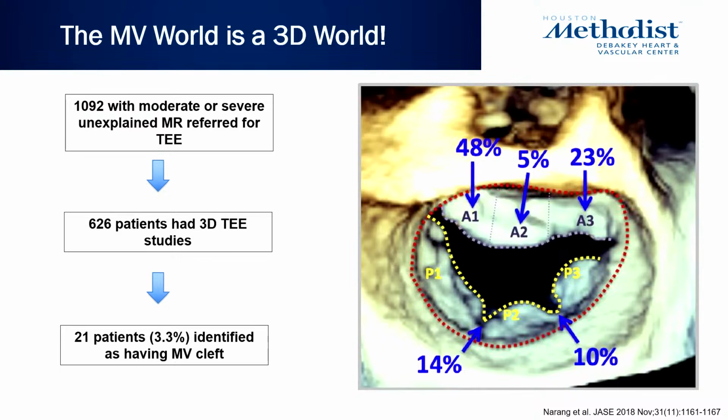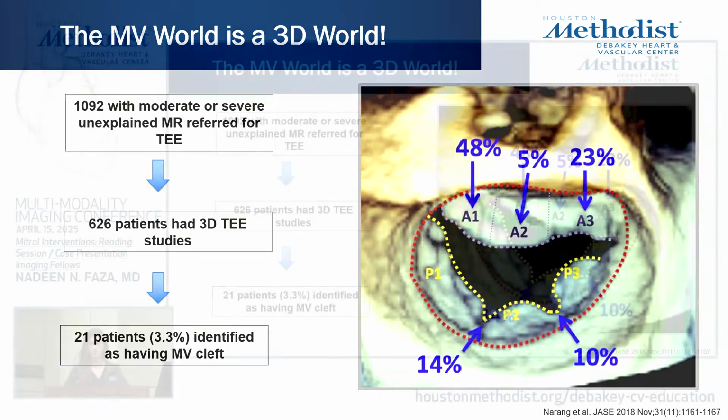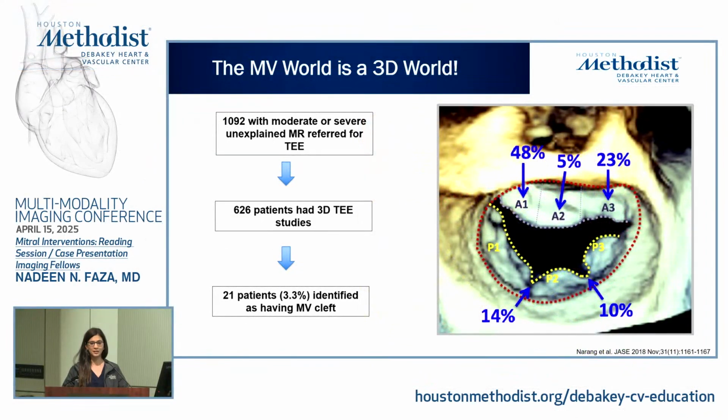And this is a study that was published in JASE in 2018, where around 1,000 patients with unexplained MR were referred for TEE, meaning by TTE, there was no evidence of prolapse or flail, there was normal left ventricular size and function. And those patients underwent TEE, and 3% of them using 3D imaging were identified to have a mitral valve cleft. Again, emphasizing the role of 3D in looking at the mitral valve.